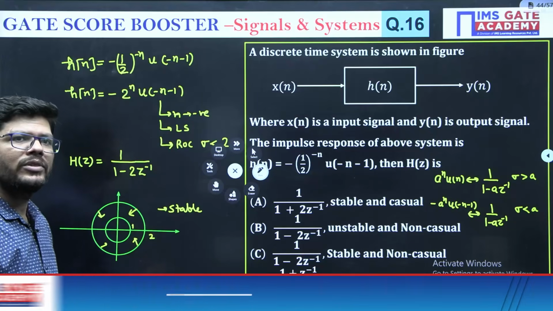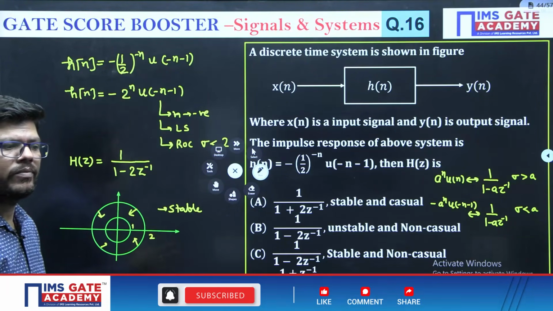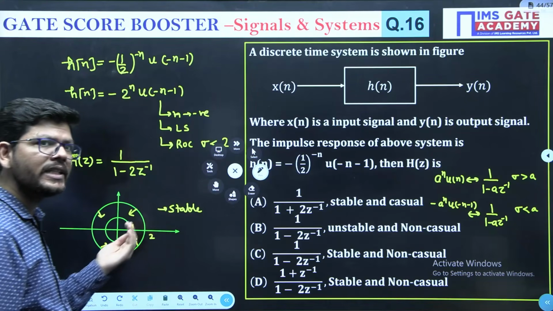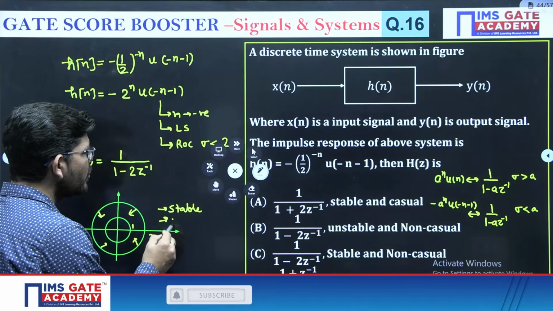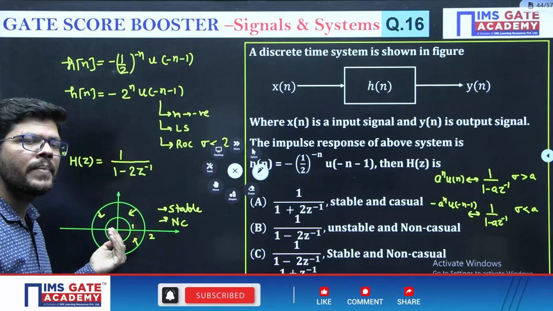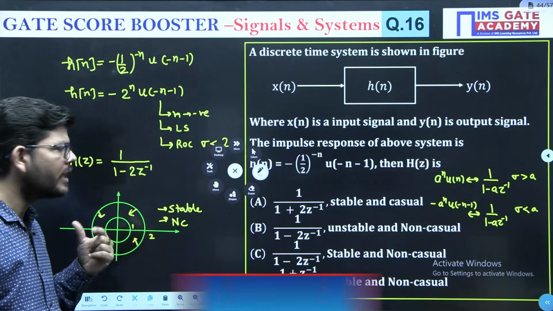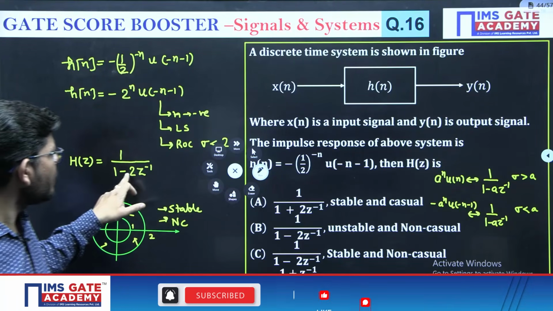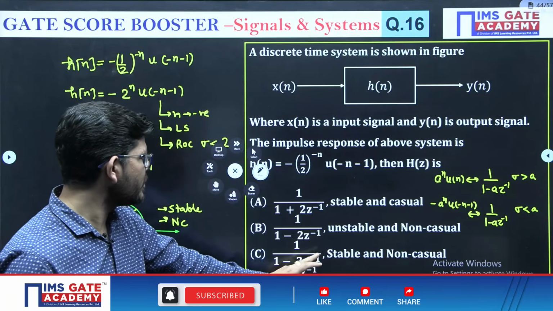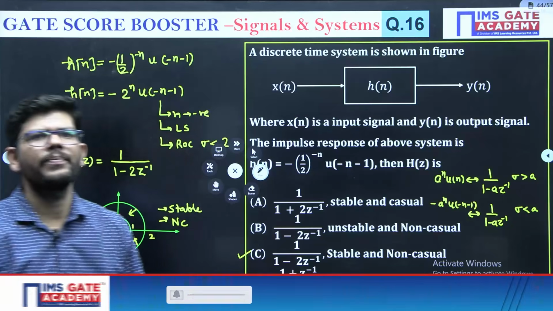Now, whether ROC is inside the circle, the answer is yes. So, it is non-causal. For a causal system, ROC will be outside the circle. Here, ROC is inside the circle, so it is non-causal. It is stable because ROC is including the unit circle. Correct? So, which one will be the answer? 1 upon 1 minus 2z inverse, unstable, not unstable, it is stable, stable and non-causal. Option number C is the right answer.